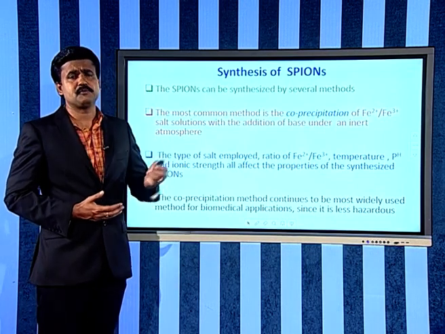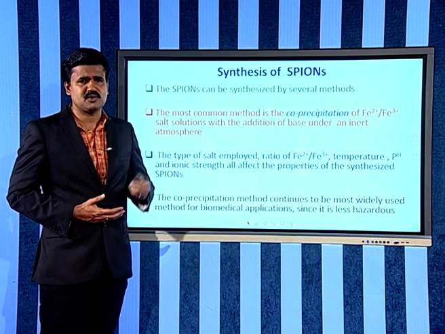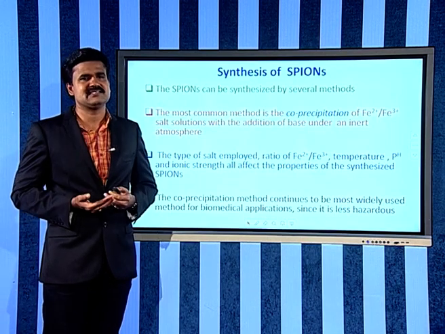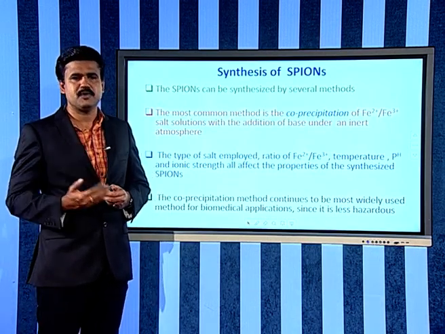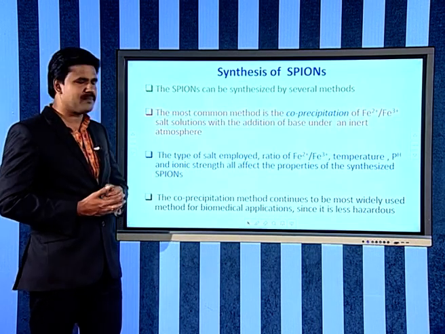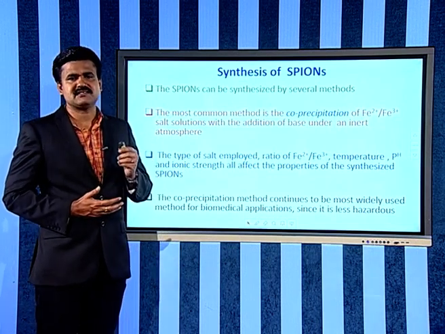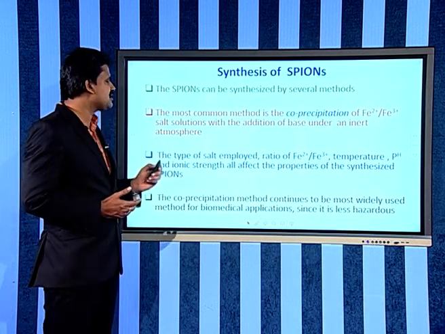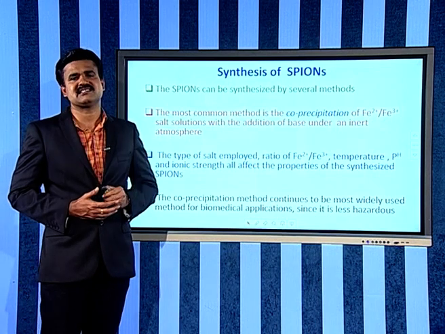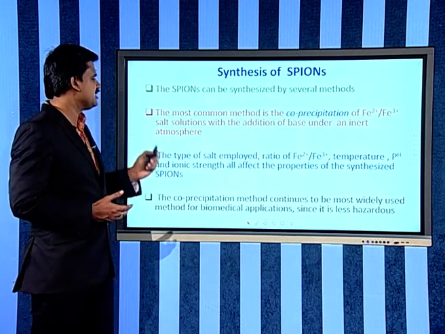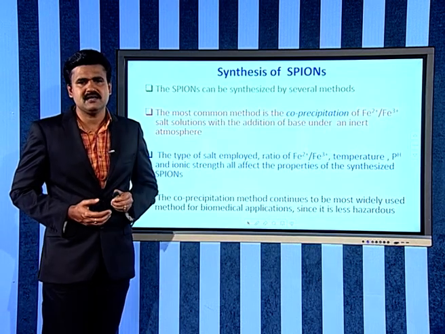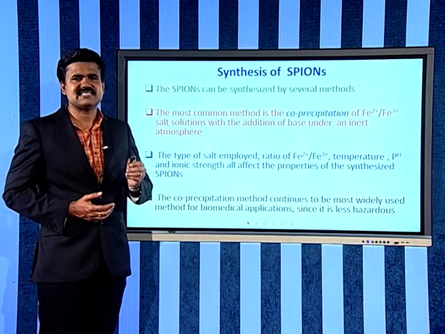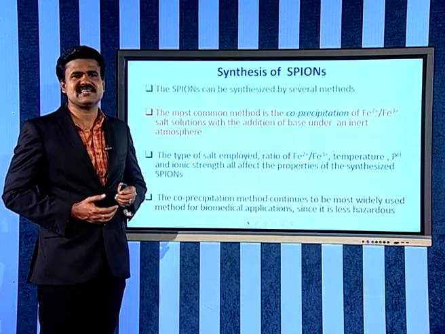Co-precipitation of Fe2+ and Fe3+ salt solution with the addition of base under an inert atmosphere yields superparamagnetic iron oxide nanoparticles. The type of salt employed, ratio of Fe2+ to Fe3+, temperature of the reaction, pH and ionic strength all affect the properties of the synthesized SPIONs. The co-precipitation method continues to be the most widely used method for biomedical applications since it leads to less hazardous SPIONs.